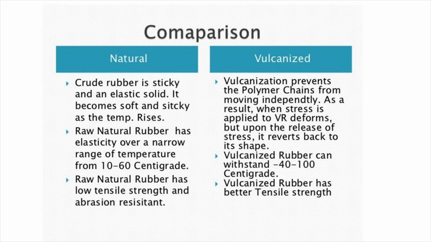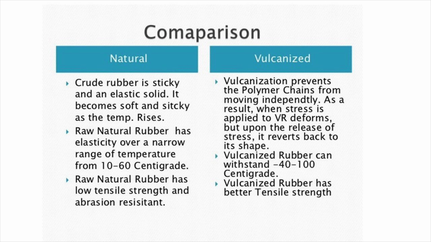Now we can compare natural rubber and vulcanized rubber. Natural rubber is a sticky and elastic solid. It becomes soft and sticky as the temperature rises, whereas vulcanization prevents the polymer chains from moving independently. As a result, when stress is applied to vulcanized rubber, it deforms, but upon the release of the stress, it reverts back to its shape.